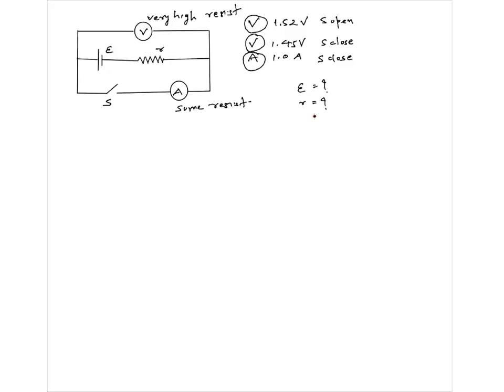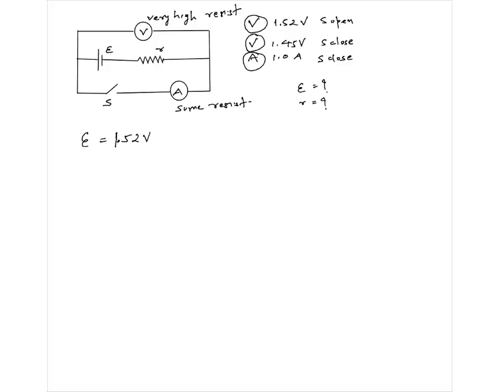Fine. Let's make equations now. When it is closed, this is very high resistance. Current won't flow through this. Even when it is closed, it is very high resistance, so current won't flow through this also. So, whatever is the reading, it is the reading without current. And the reading without current is the true EMF. That means EMF is 1.52 volts.